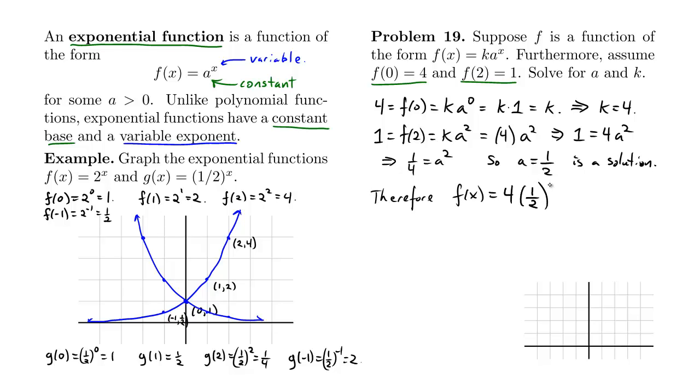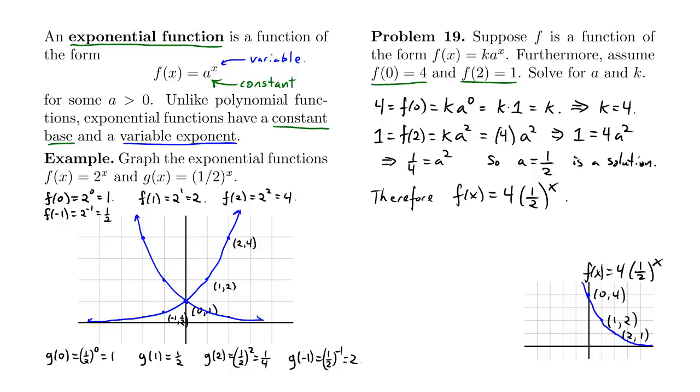Let's draw the graph of f of x equals 4 times 1/2 to the x. We have to take the graph which we had for 1/2 to the x from the previous example and stretch it up by a factor of 4. Notice that this new graph will pass through the 2 points 0, 4 and 2, 1 as we wanted.